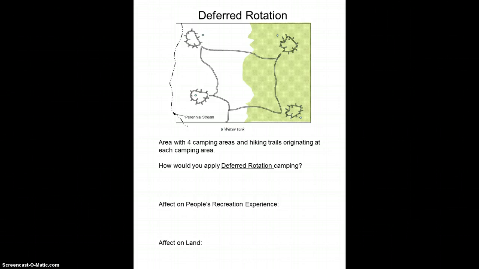So the effect on people's recreation experiences might be small downside, because maybe they have their favorite campsite and they're not going to get to go there once every 4 years. But it's probably still pretty good. They still have access to a lot of campsites. The effect on the land, however, might be quite good, because those heavily used areas now at least will get deferment once every 4 years in this case.